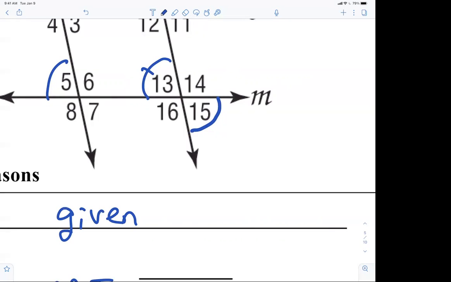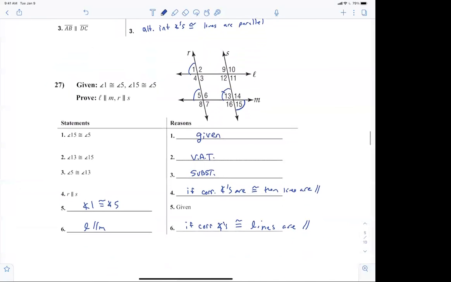Agreed? Do I need to review with you corresponding, alternate interior, alternate exterior? You sure? All right. Anybody else? For number 3, for reasons, instead of substitution, could you just put that they're corresponding angles? We don't know the lines are parallel. Okay. If you don't know the lines are parallel, you can't say they're congruent. Everybody okay with that?